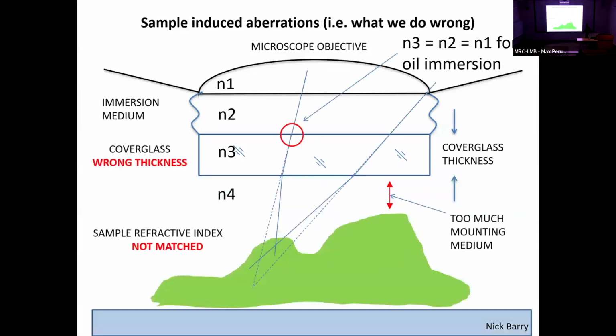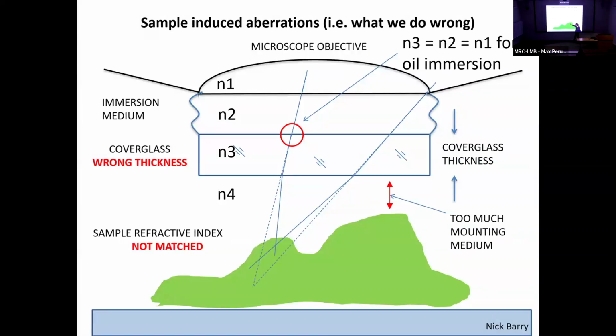We get things wrong. We put the wrong thickness cover glass on. We haven't put a mounting medium on our sample, or we've got a lot of gap between the sample and cover glass, stuff like that. All of those are going to lead to aberrations. So we want to make our samples as well as possible to eliminate all of these effects. So this is technique. And these are the things that we're mostly doing wrong when we're using objectives.